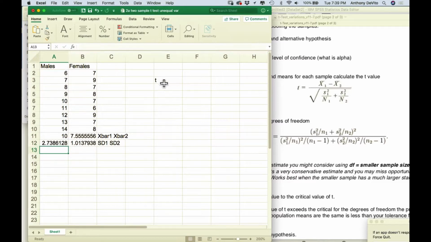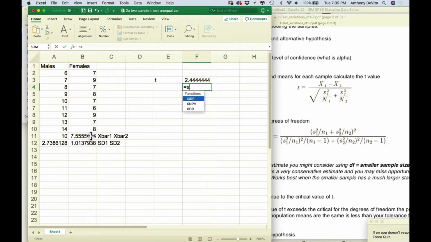Okay. So t, the top of that equation, is going to be equal to x bar 1 minus x bar 2, right? That's going to be the top of that equation. The bottom of that equation is going to be equal to, what's it going to be equal to?